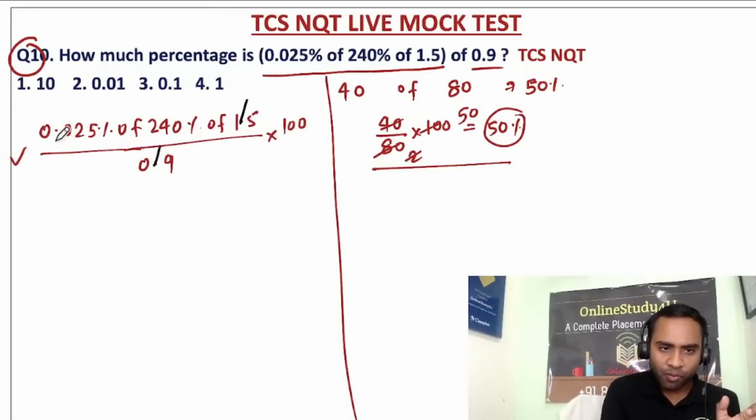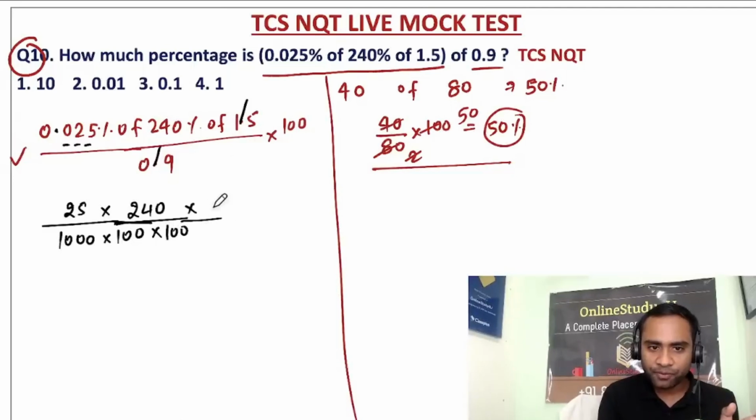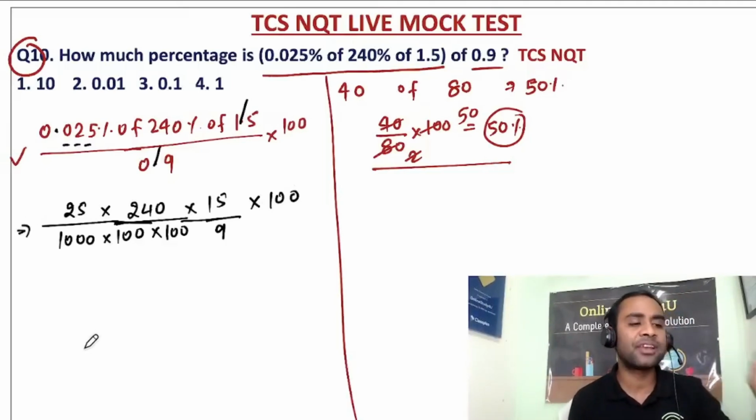Now I will try to remove this decimal. After the decimal, how many digits are there? 1, 2, 3. So that means we have to put 3 zeros below, because after the decimal there are 1, 2, 3 digits. And for the percentage, 100 will come. Then 240, into 240 percent, for the percentage 100 will come, into 15 and divided by 9 into 100. This alone we have to solve, and then we will get the answer easily.